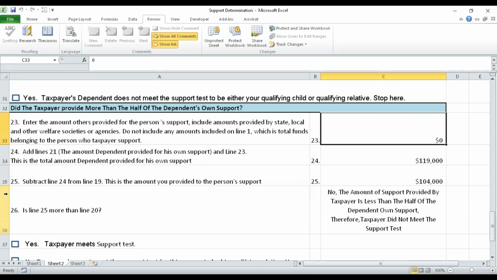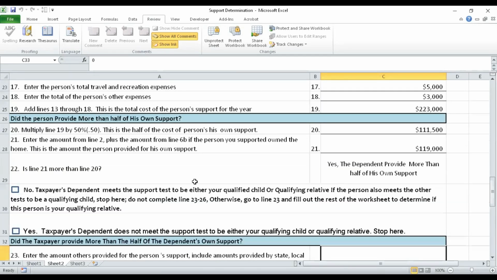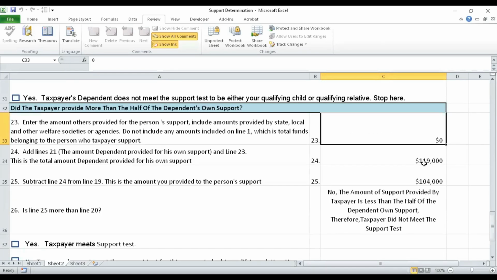Then on line 24, we add line 21, which is the amount father provided for his own support, 119,000, to line 23, which is 0, and we come up with 119,000. This is the total amount the father provided for his own support.